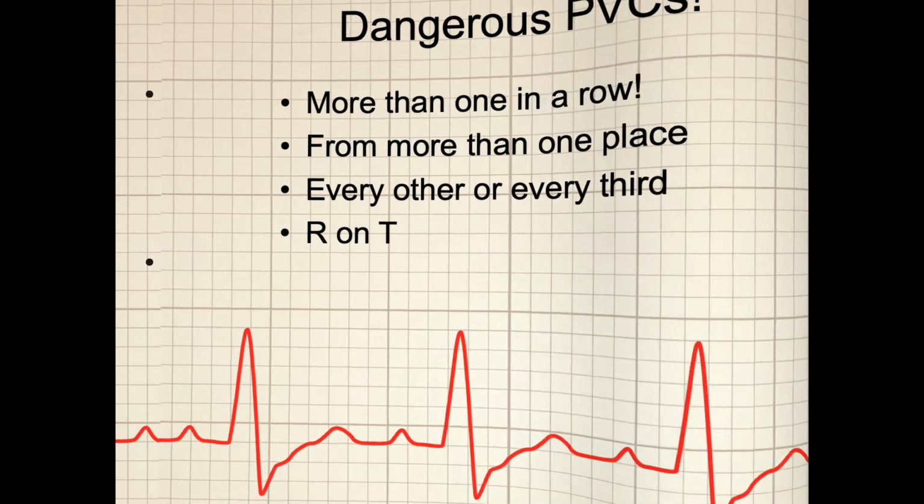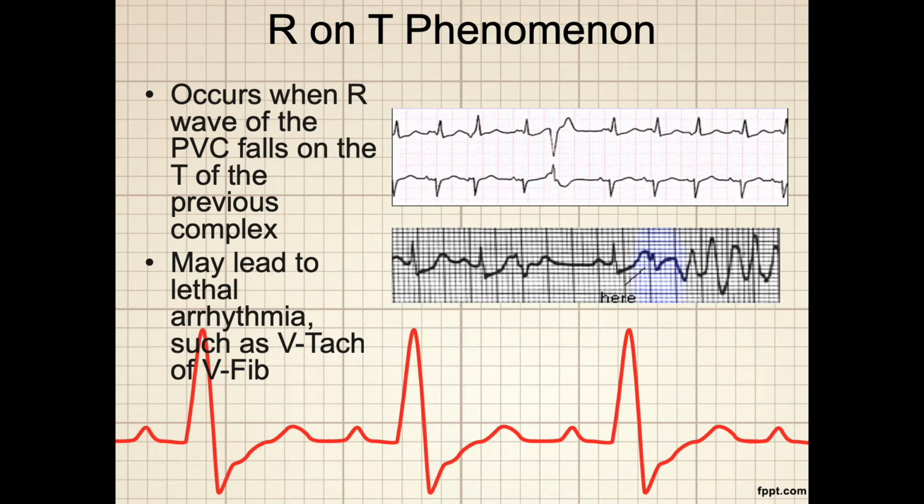Lastly, PVCs may cause lethal ventricular arrhythmias because of R-on-T phenomenon. R-on-T phenomenon occurs when the R wave of the PVC falls precisely on the T wave of the previous complex. This sets up a feedback loop where the impulse simply circles around over and over and over again within the ventricles, part of the ventricles being repolarizing while the other parts are depolarizing. This may lead to such lethal arrhythmias as ventricular tachycardia or ventricular fibrillation.